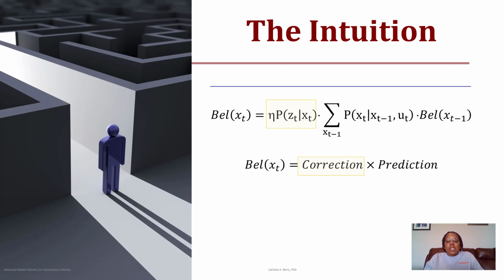So using that intuition, we now can write the belief of my current state equals eta times the probability that I'm in current state x given my current measurements, that's called our correction, times our prediction, which is the summation over all the previous states, t minus 1, of the probability of my current state x given the previous state, t minus 1, and my current controls, times my previous belief.